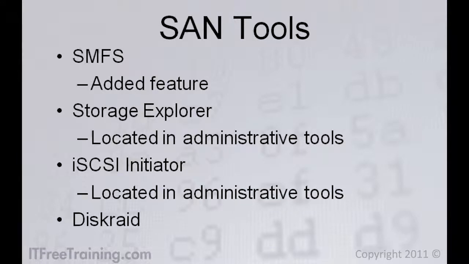Lastly, there is DiskRaid. DiskRaid is a command line tool that lets you create and manage LUNs. Using DiskRaid, you can get detailed information about your HBAs and drives. If you want to make a drive online or offline, you can do it from DiskRaid.